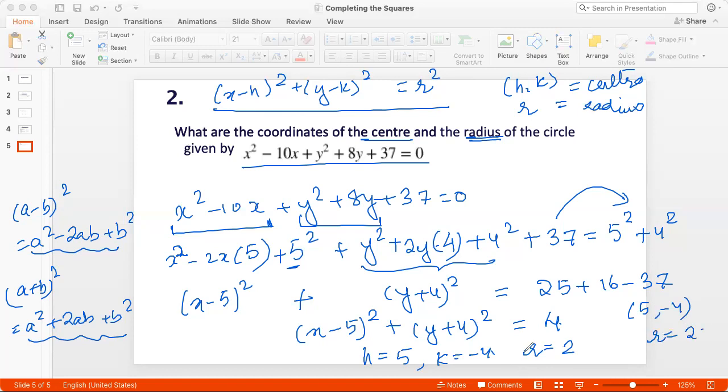So you see, whether it is the vertex form of the parabola or the standard form of the circle, we need to complete squares frequently on the SAT and ACT math sections. And the process is really simple if you keep in mind the formulas for a plus b the whole squared and a minus b the whole squared.